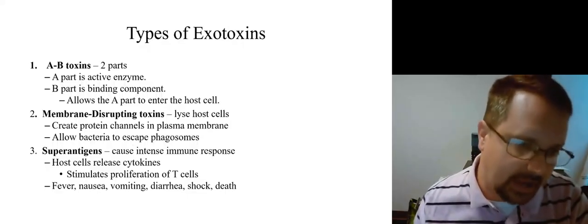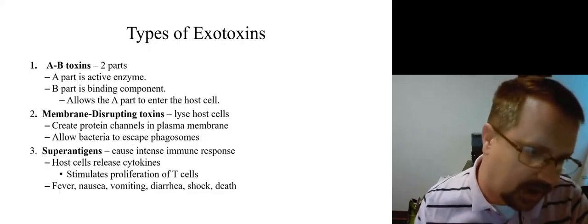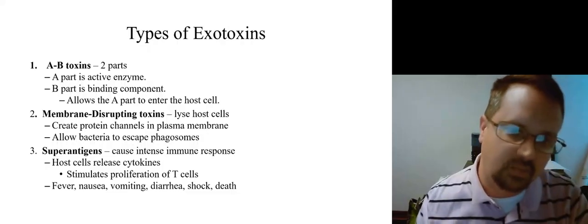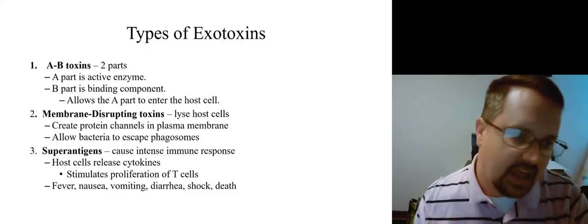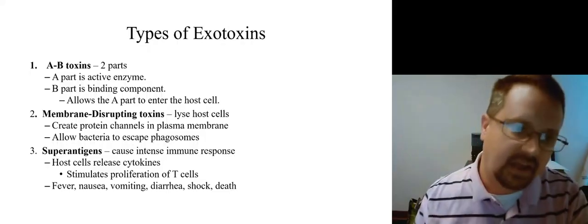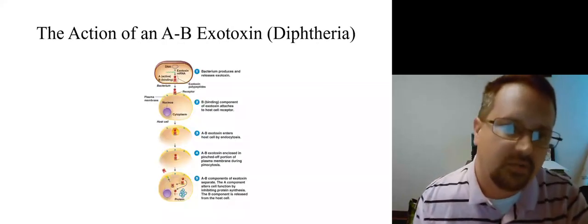There's superantigens. Superantigens cause intense immune response. Host cells can release cytokines, and that stimulates proliferation of T cells. And then we start getting fever, nausea, vomiting, diarrhea, shock, and even death because of all these cytokines. Okay, cytokine storms and things like that.